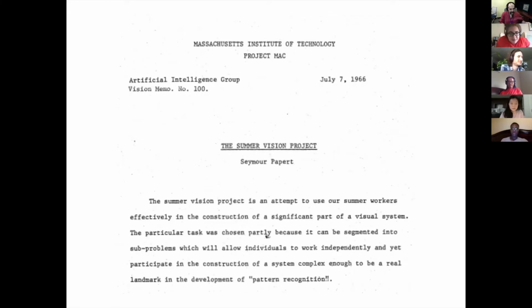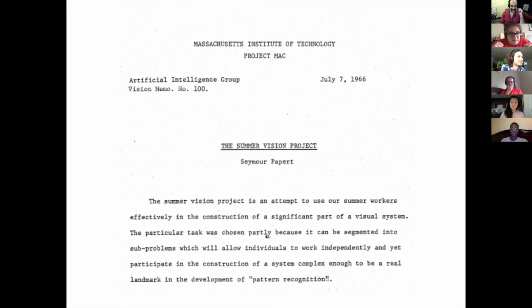The Summer Vision Project. The Summer Vision Project is an attempt to use our summer workers effectively in the construction of a significant part of a visual system. The particular task was chosen partly because it can be segmented into sub-problems, which will allow individuals to work independently and yet participate in the construction of a system complex enough to be a real landmark in the development of pattern recognition.